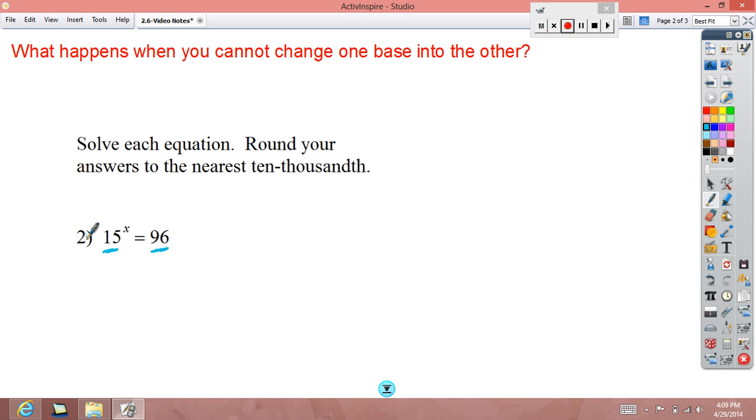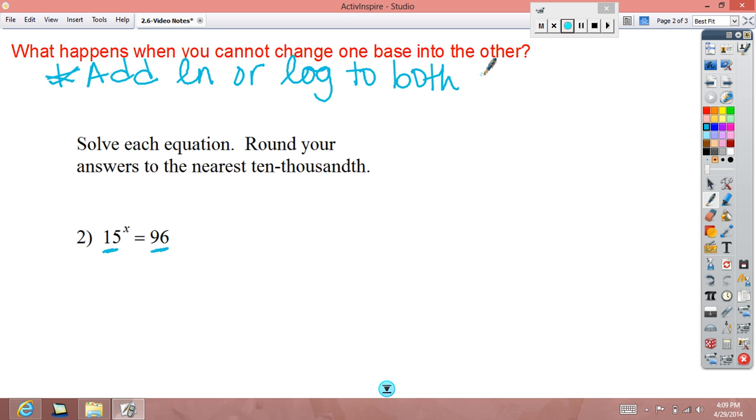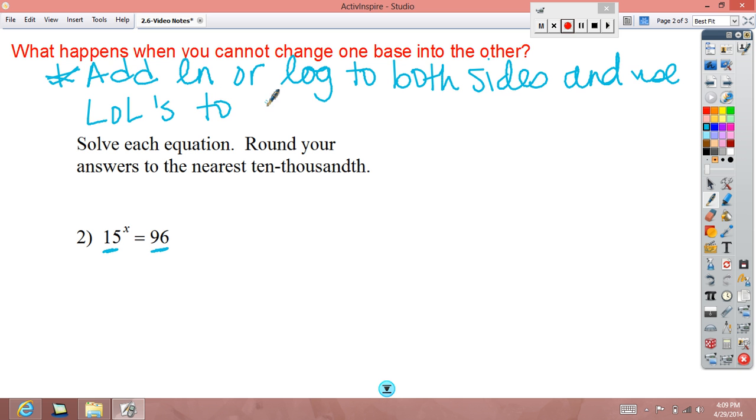So when that happens, I need to add either the natural log, which is ln, or the common log, which is log, to both sides, and then use the LOLs to solve. Okay? It's important here that it says to both sides. I can't do something to just one side of an equation. I have to do it to both. Okay? So, solve each equation.